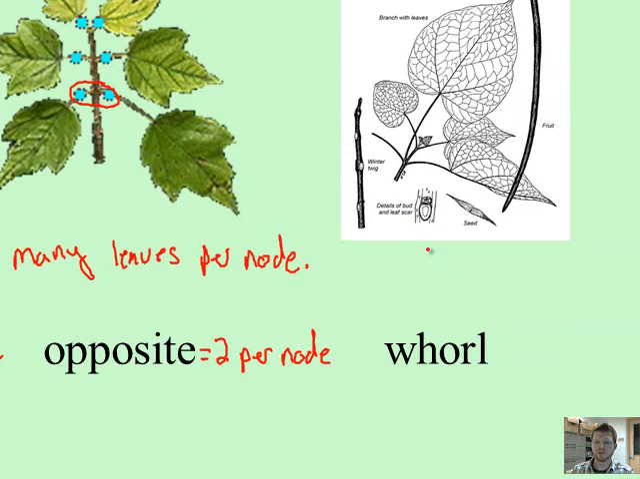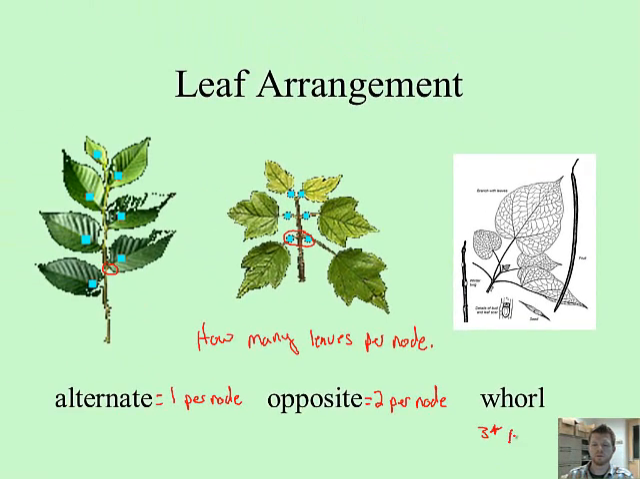And whorled leaves, they actually have three or more. Let's put a little plus sign there to represent more per node. So they kind of whirl or wrap themselves around the tree. And we have examples of all three of these types right here on campus. Those are the three leaf arrangements. So whenever you hear the word arrangement, automatically you need to think alternate, opposite, whorled. Right away, leaf arrangement: alternate, opposite, whorled.